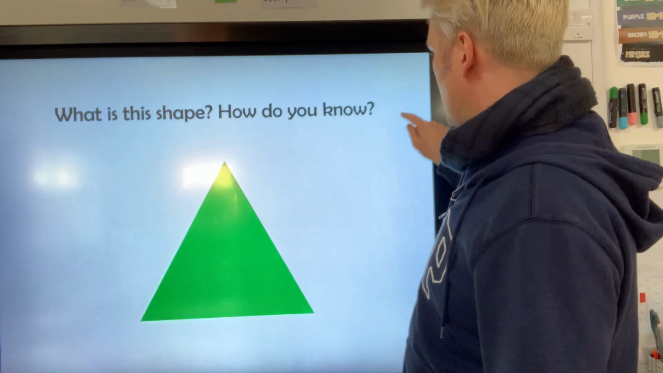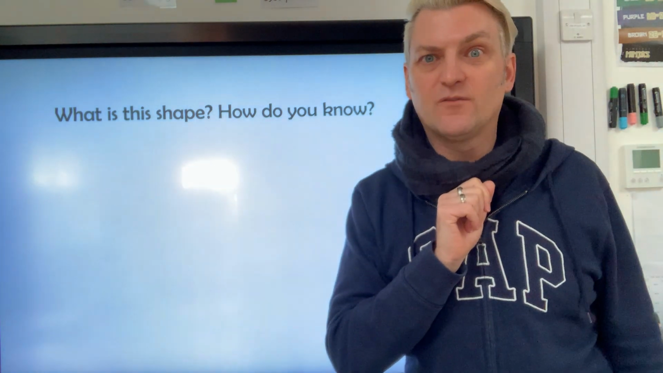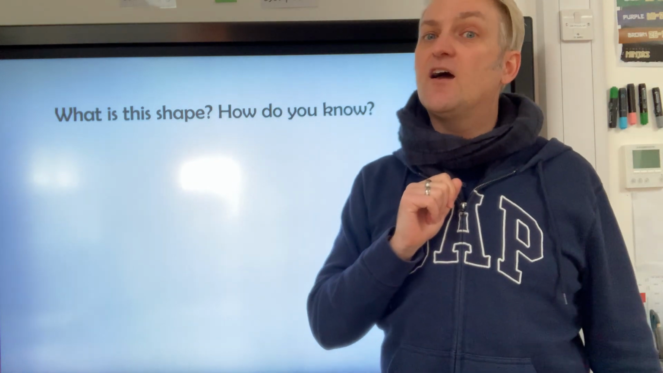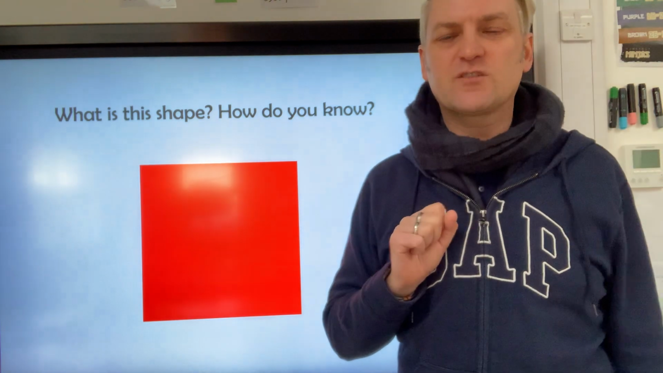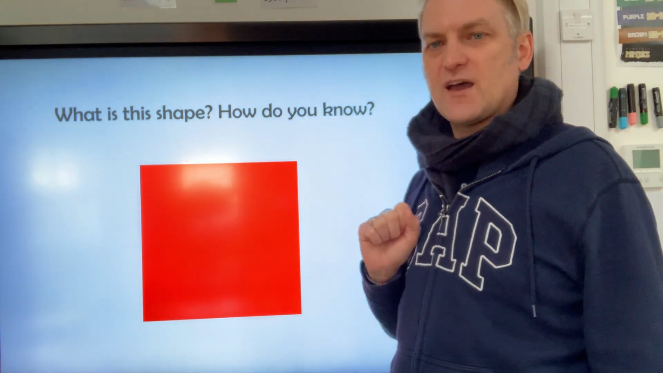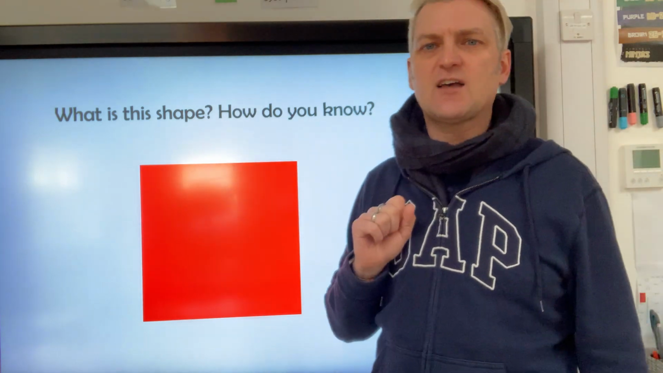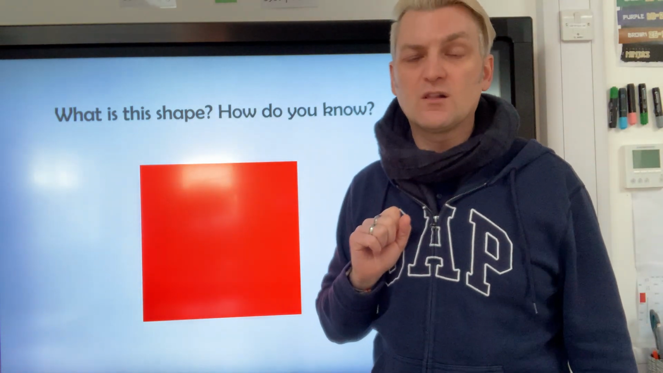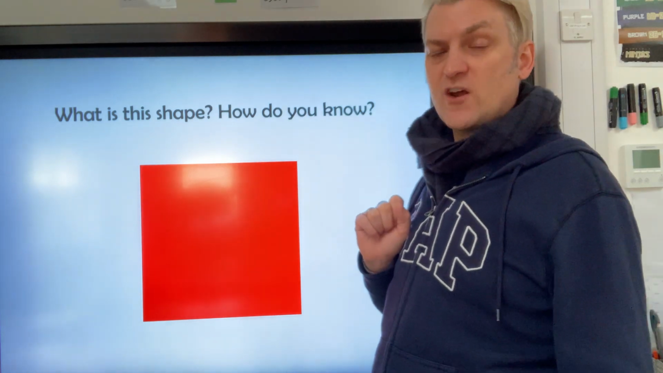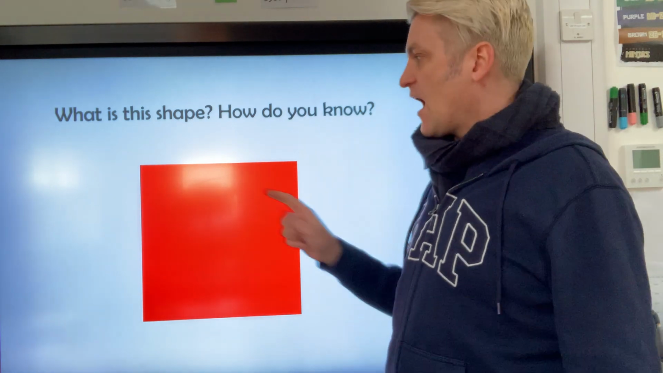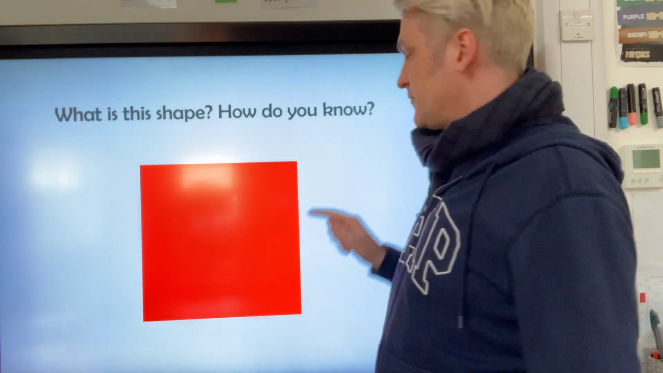Right, next shape, here we go. Right, here we are. Oh, what was that one? It was a square, wasn't it? And yesterday, we talked about a special thing about squares. They've got 4 straight sides, but those straight sides are all equal. They are the same, aren't they? Well done. Okay, there are 4 straight equal sides, and we've got 1, 2, 3, 4 corners as well.